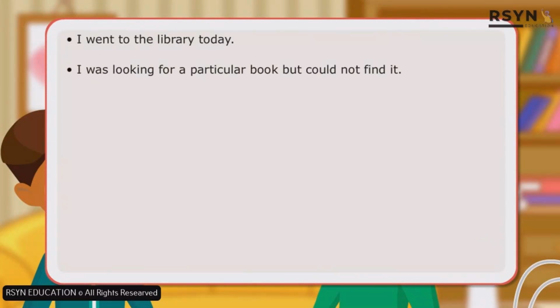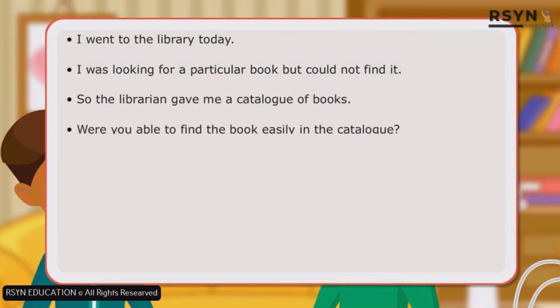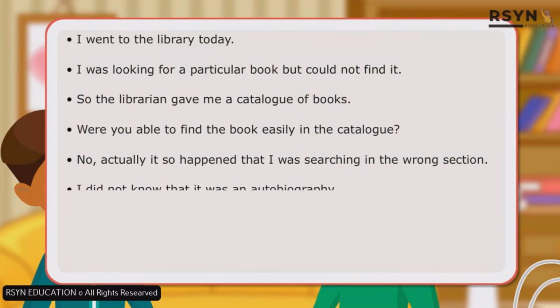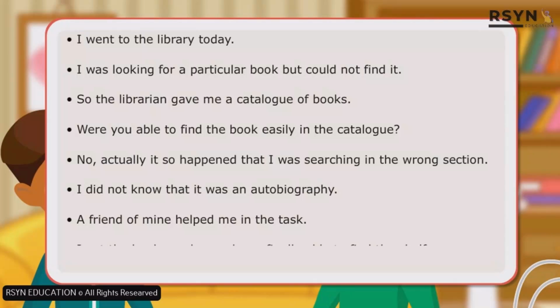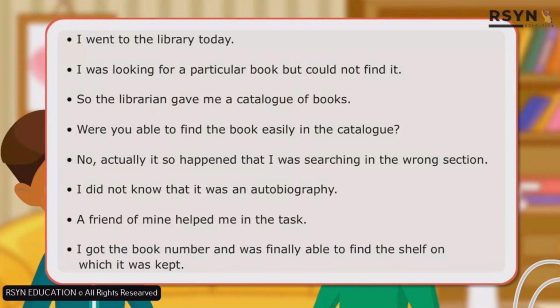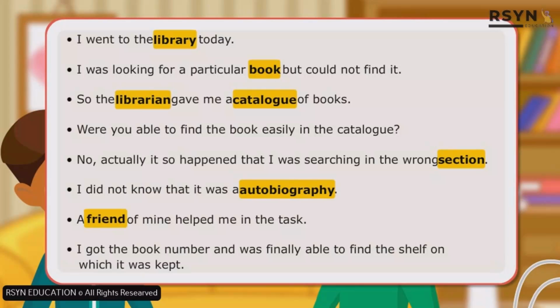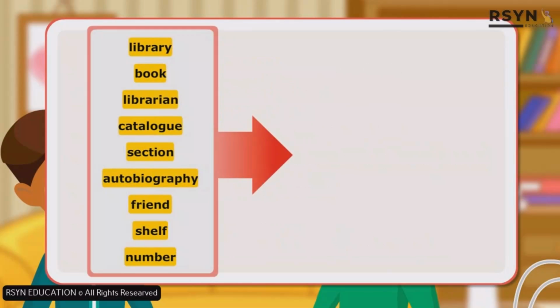Sejal and Ravi have spoken about a single thing, place, or person several times in their conversation. The words library, book, librarian, catalogue, section, autobiography, friend, number, shelf are examples of singular nouns.